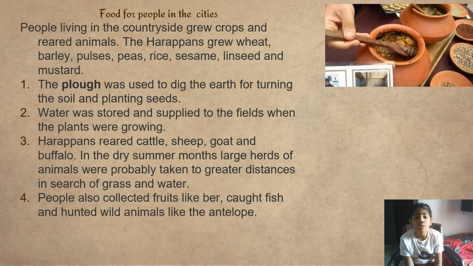The plow was used to dig the earth, turning the soil for planting the seeds. Water was stored and supplied to the fields when the plants were growing. The Harappans reared cattle, sheep, goat, and buffalo. In the dry summer months, large herds of animals were probably taken to great distances in search of grass and water. People also collected fruits like berries.